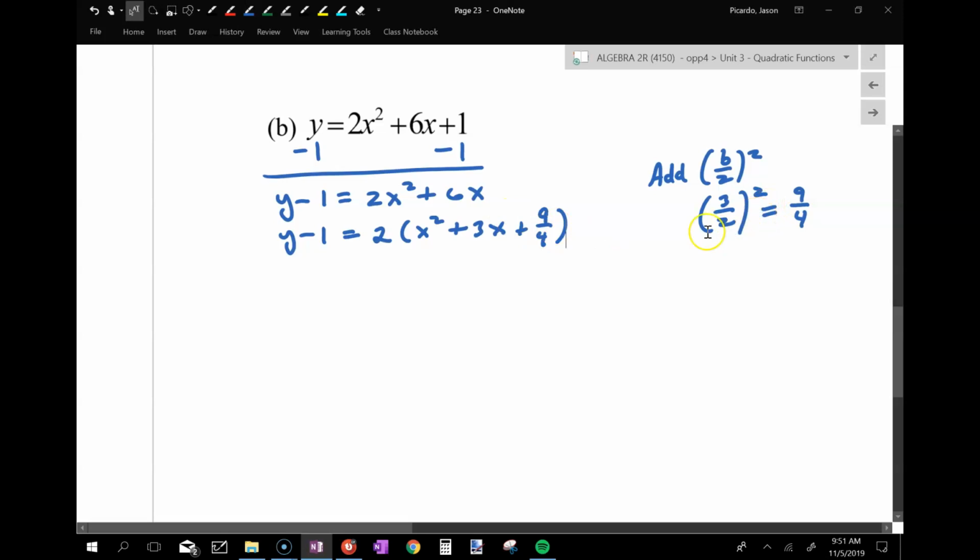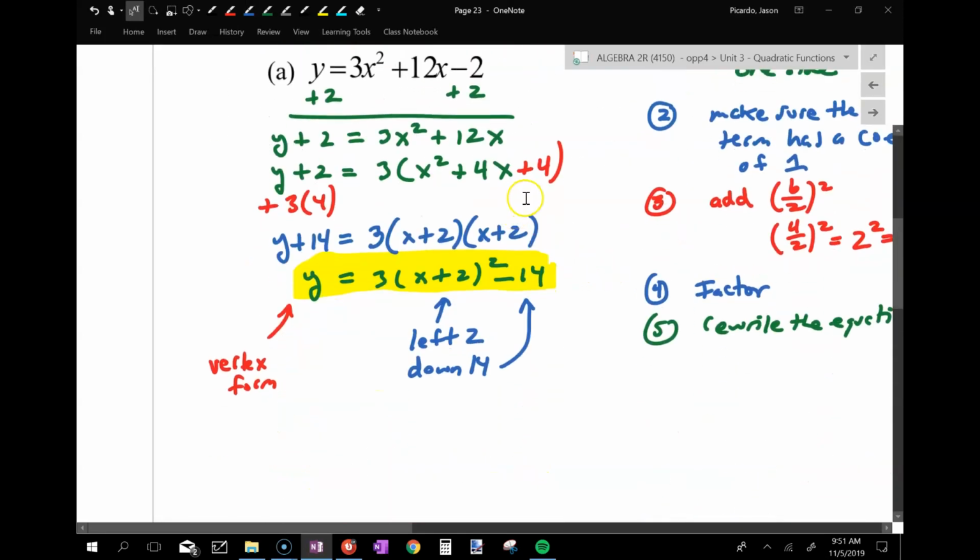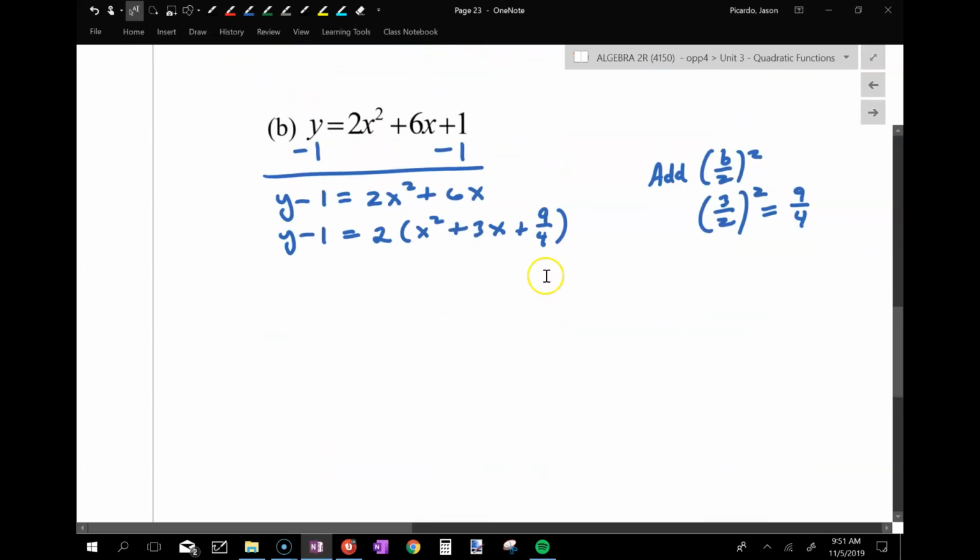Now, guys, in that previous example, when I added this 4, what did I say? I'm really not adding 4. I'm adding 4 times 3, right? So what am I really adding here? I'm adding 9 fourths times 2. So I need to add that to both sides. So I already did it to the one side. Now it's here.